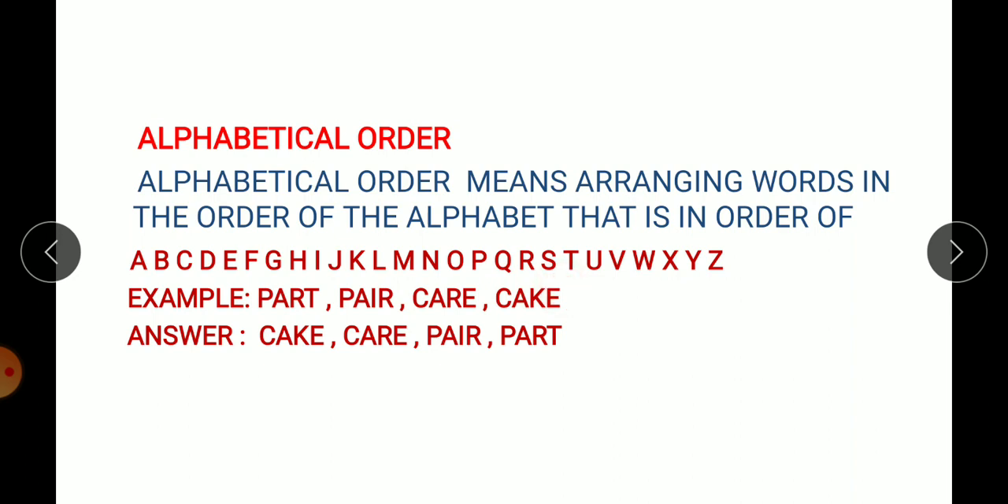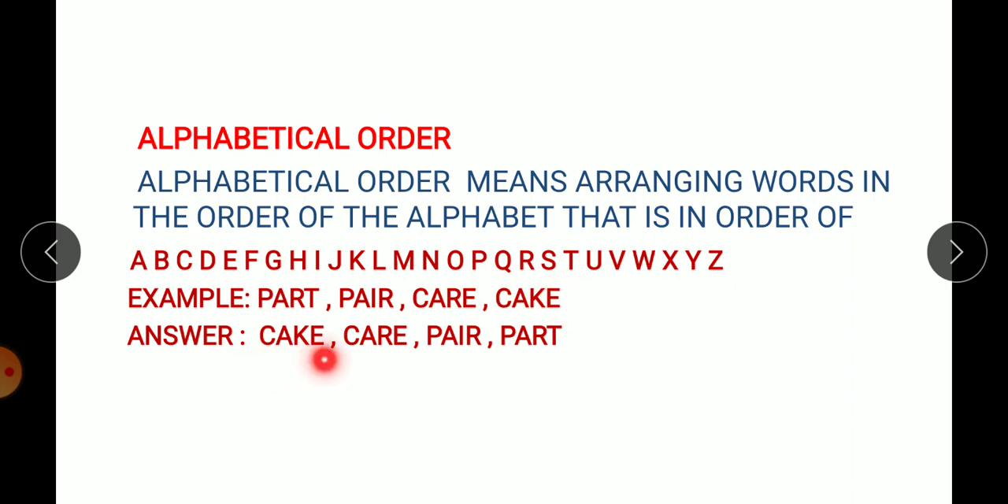आप हर लेटर का पहला, हर वर्ड का पहला लेटर देखेंगे. Like these 2 words are starting with P and these 2 are starting with C. ये दोनों P से शुरू हो रहे हैं और ये C से शुरू हो रहे हैं. So obviously which will come first? The words which are starting with C. Now you have to decide that care will first come or cake will come first. अब इन दोनों में से कौन सा पहले आएगा?